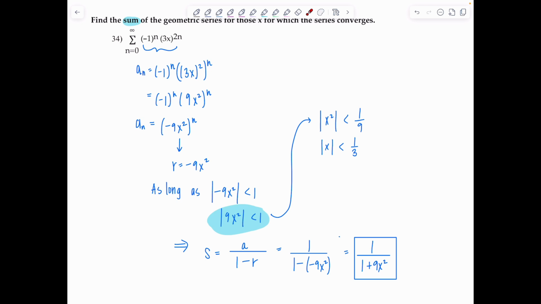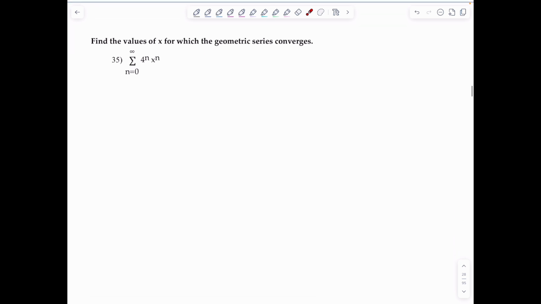Okay. Moving on, let's do a couple more like this. Make sure you have the idea down. So find the values of x for which the geometric series converges. Can you identify what r is? Again, we have to regroup, right? So a sub n is 4 to the n times x to the n. But hopefully this one's pretty straightforward, right? This is 4x to the n. So as long as the absolute value of 4x is less than 1, which means the absolute value of x is less than 1/4, then the sum is equal to a over 1 minus r.